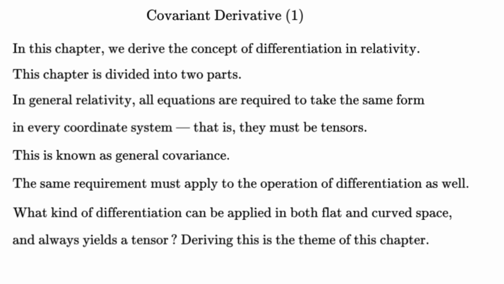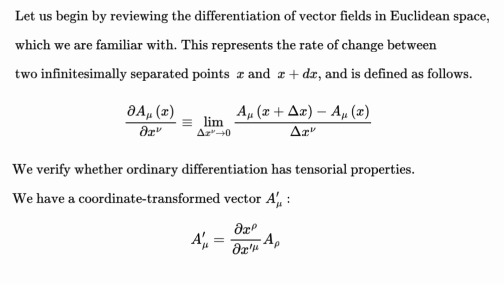This is known as general covariance. The same requirement must apply to the operation of differentiation as well. What kind of differentiation can be applied in both flat and curved space, and always yields a tensor? Deriving this is the theme of this chapter.